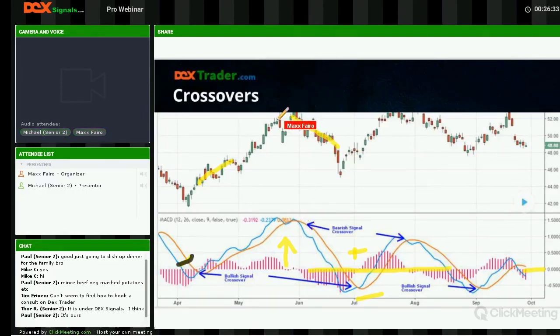When these crossovers happen in the opposite direction of, say, an overbought, oversold kind of mentality, like it's really high up on the chart here, and it crosses over in the opposite direction, there are events that are happening.